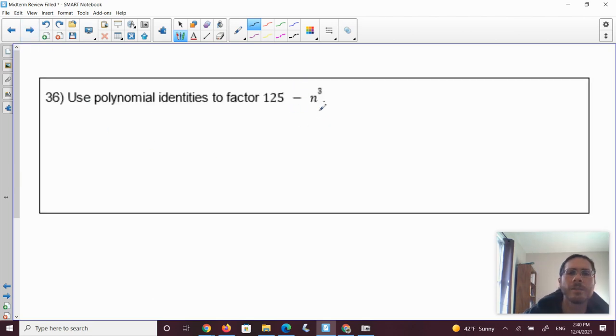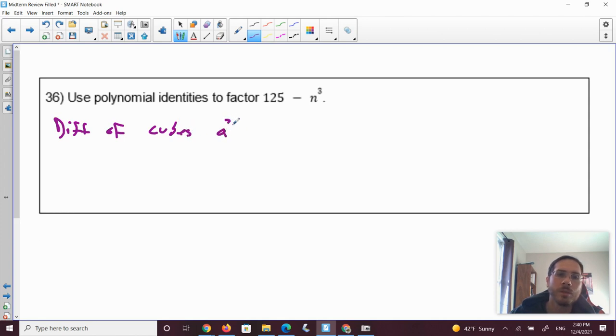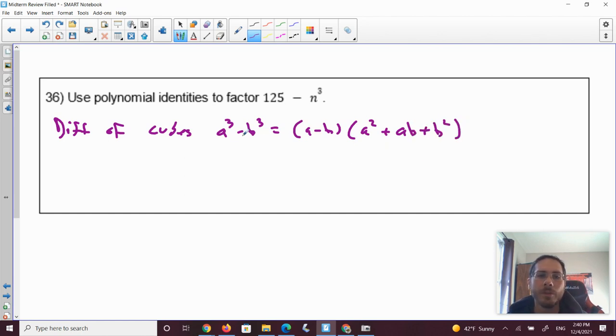36, use polynomial identities to factor 125 minus n cubed. That n cubed is a pretty big hint that it's going to be a difference of cubes. So to do a difference of cubes, we need a cubed minus b cubed is going to be a minus b, a squared plus ab plus b squared. So remember, for difference of cubes, minus sign is first, and then we switch to pluses afterwards.